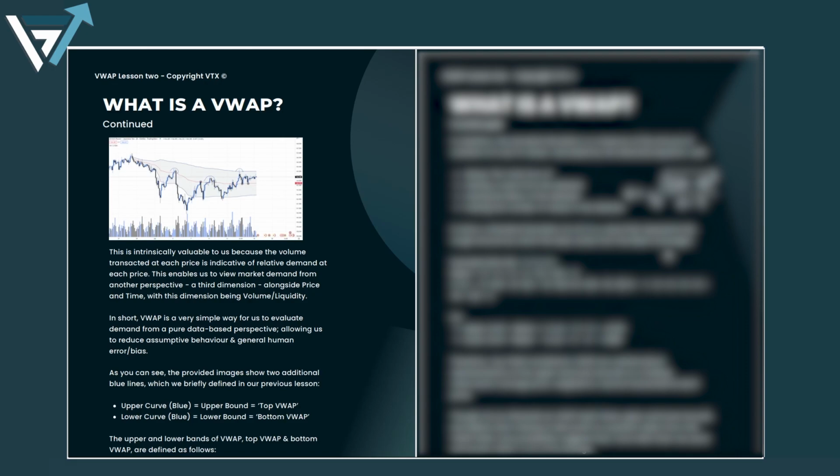And in short, VWAP is a very simple, quick and effective way for us to evaluate demand from a data perspective, and that's going to allow us to reduce assumptive behavior. Ultimately, that's what we're attempting to do in this market. When it comes to charting, lots of people have their own biases and find it difficult to overcome them. VWAP is one of the few indicators you can use to eliminate that bias and look from a pure data perspective.